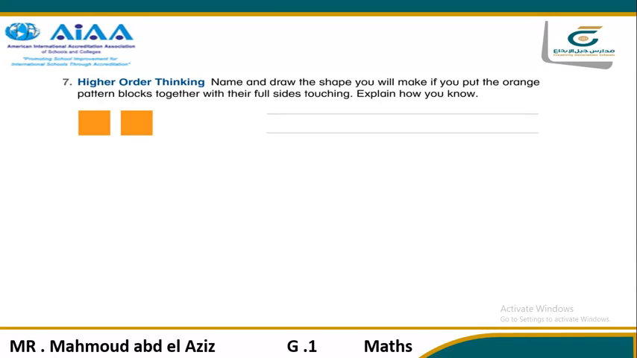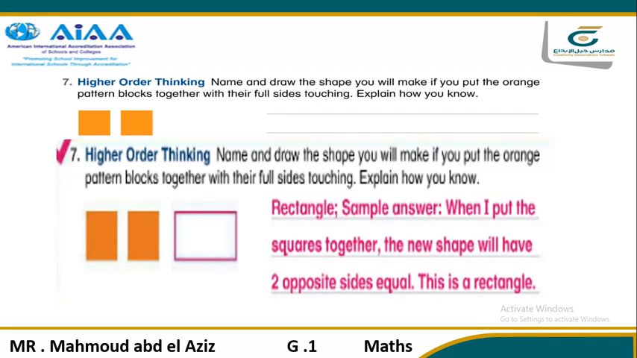Now another question. Here we have two squares, and it wants me to name and draw the shape you will make if you put the orange pattern blocks together. So our question here: what new shape will you get if you put these two orange shapes together, these two squares? Let's find the answer. Yes, it's a rectangle. Why is it a rectangle? Because when you put the squares together, the new shape will have two opposite sides equal. And this is the property of a rectangle, so this is a rectangle.